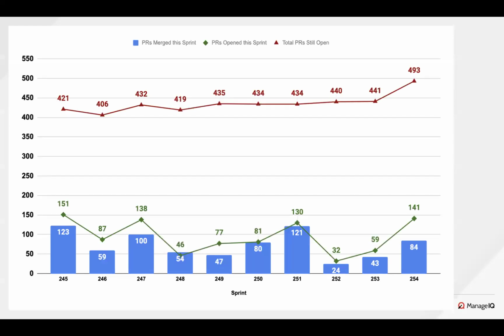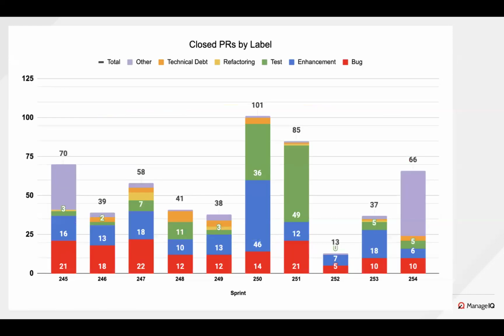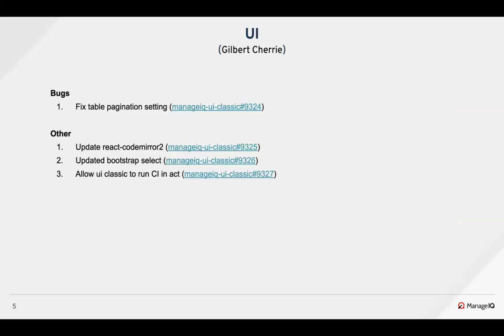This sprint, we had 84 PRs merged, and there was a big uptick. I had put in a set of PRs to consolidate our Renovate configuration to a central repository, so there was a PR in basically every single one of our repos. So you'll see a lot of others this sprint, but we also had 10 bugs, 6 enhancements, and a little bit of the others. And over to Gilbert on the UI.